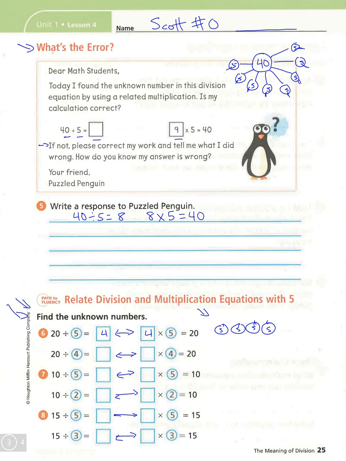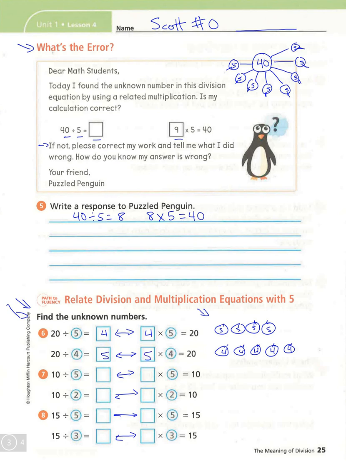So here we go, 24 divided into 4 groups. So 1, 2, 3, 4. Into groups of 4. So 4, 4, 4, 4, 4. Because we've got 4 and then 8, 12, 16, 20. So it takes 5.